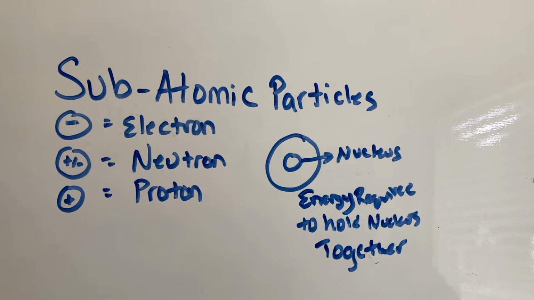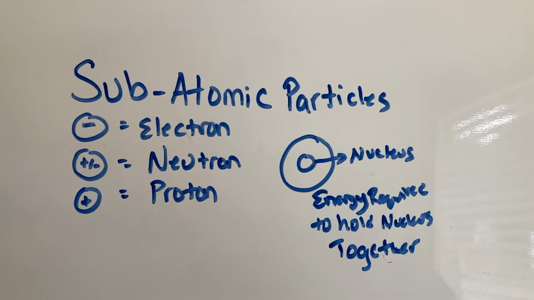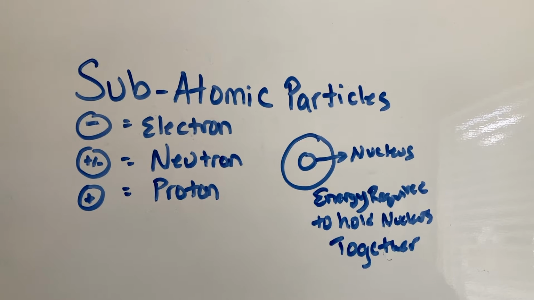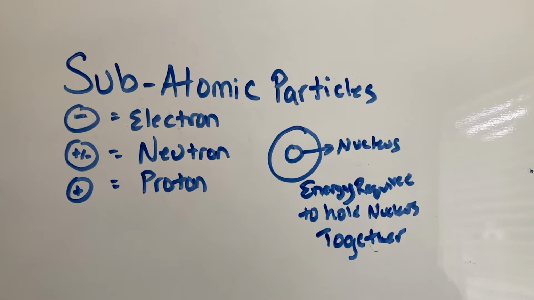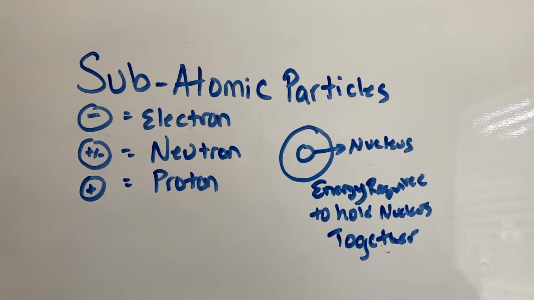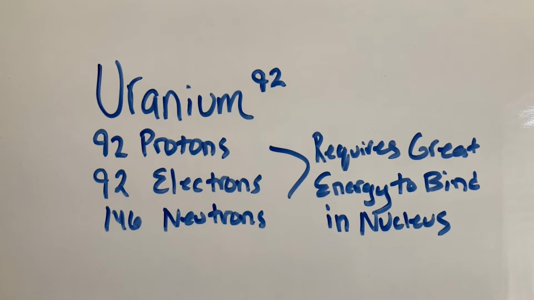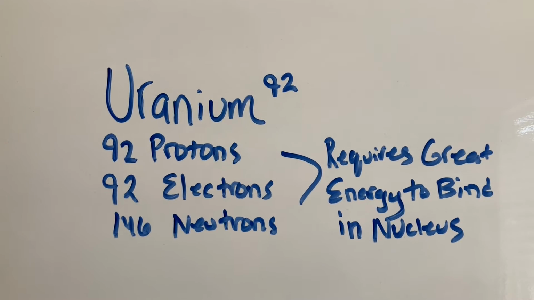To understand the nature of an atom, you have to understand its subatomic particles, which are your basic electrons, neutrons, and protons, as well as the nucleus, the center of the atom. And the key point is that to hold the nucleus together, it requires energy. Now, your lighter elements require less energy to bind the nucleus because there are fewer subatomic particles.